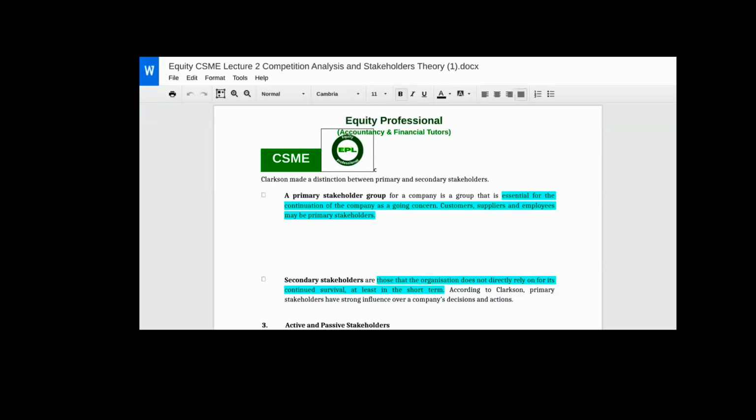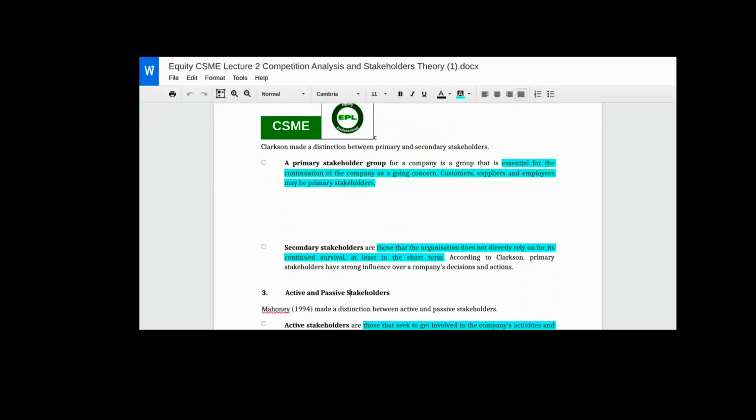So when it comes to active and passive stakeholders, by their name we shall know them. By their name, you can see active and passive.